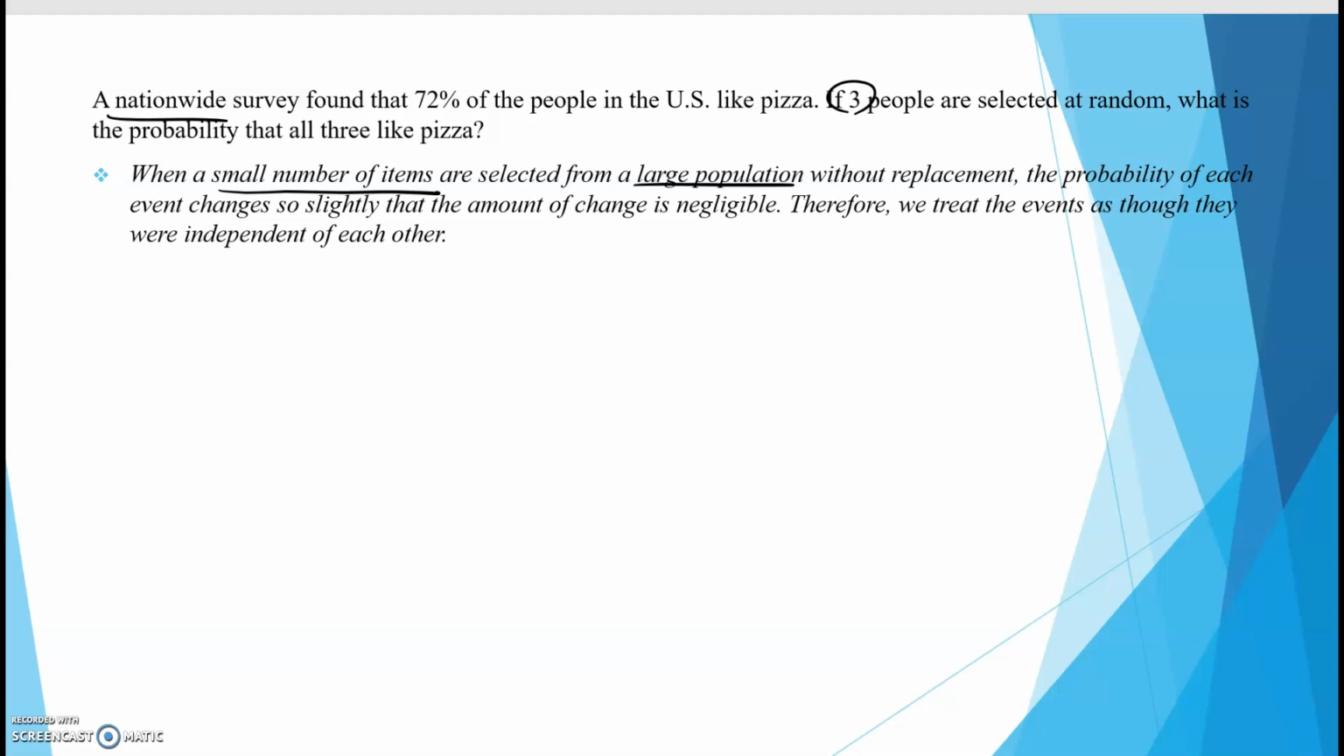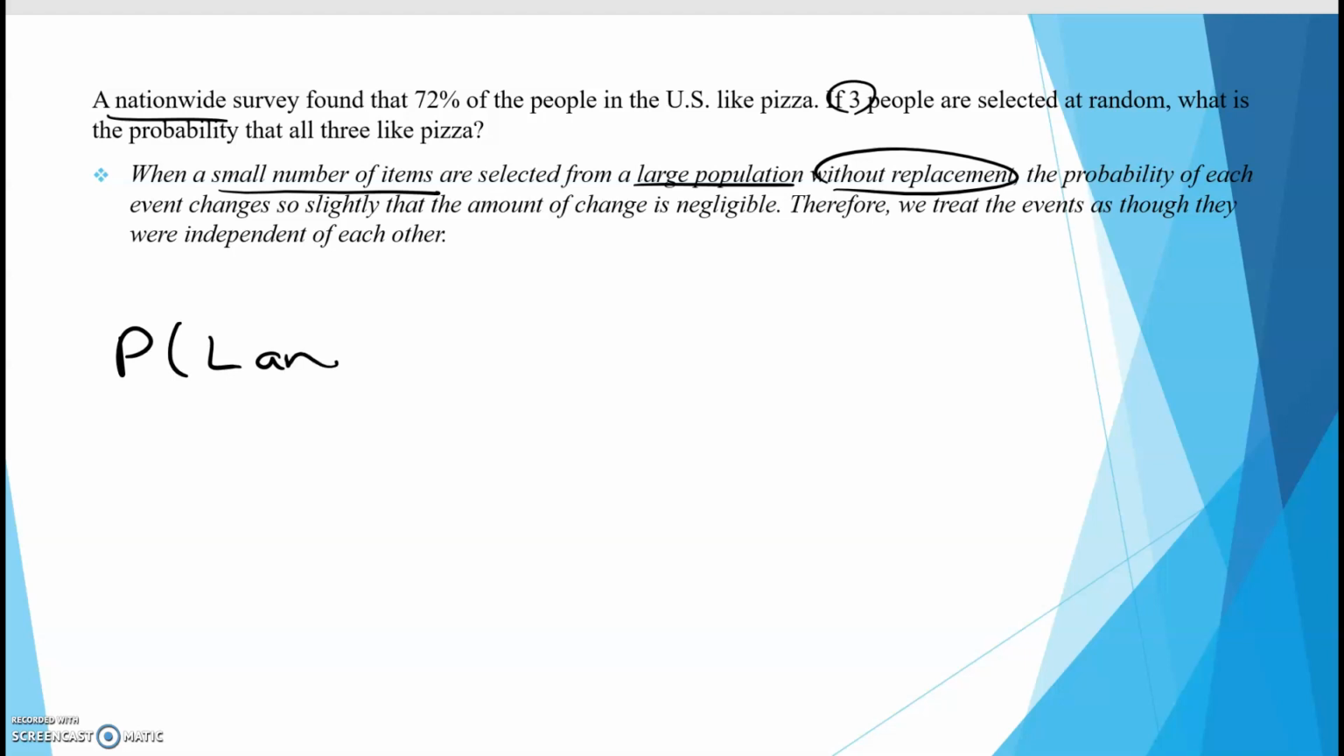Okay. The probability of each event changes so slightly that the amount of change doesn't really matter. So technically, because it's without replacement, this should be dependent. But what we're going to do is treat it as though it was independent from each other, because the differences between independent versus dependent probabilities don't differ very much when you have a super small amount of items taken from a huge population. So we go with using the independent formulas over the dependent formulas because they're a little bit easier.